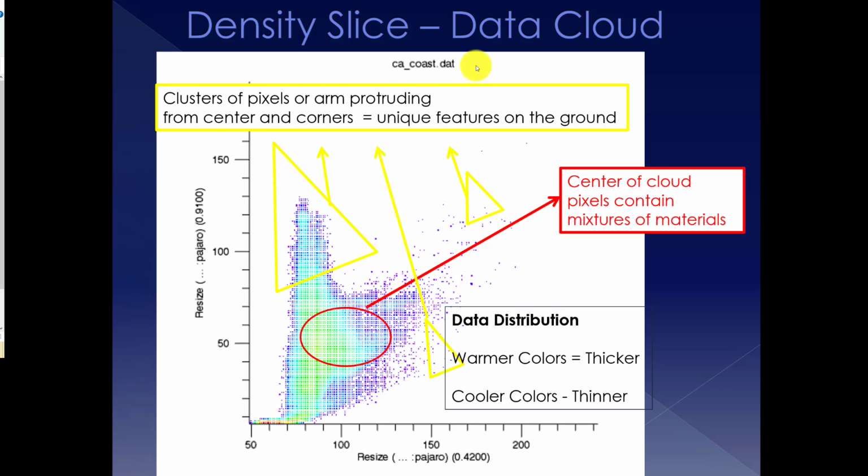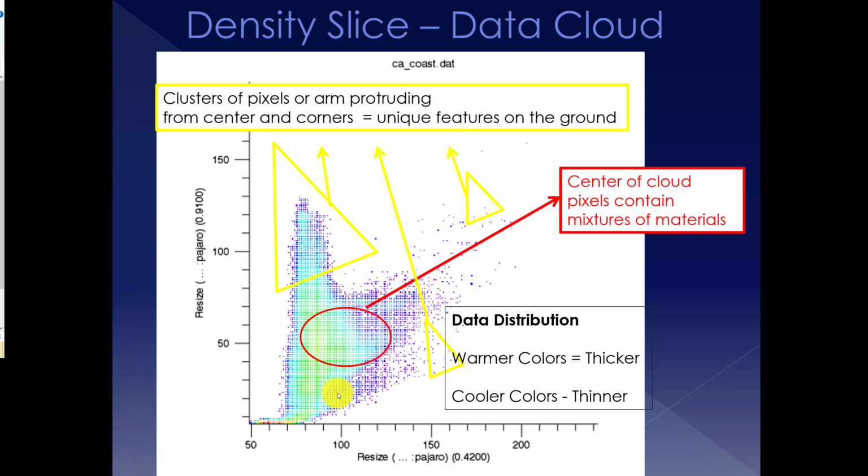You're going to be looking at density slice again in terms of a data cloud. In this representation, the clusters of pixels or arms protruding from the center and corners are unique features on the ground. And then the center here is showing you cloud pixels that contain a mixture of materials. And so if we are blocking out the different classes according to color, these areas here showing different colors are areas where there are mixed pixels.